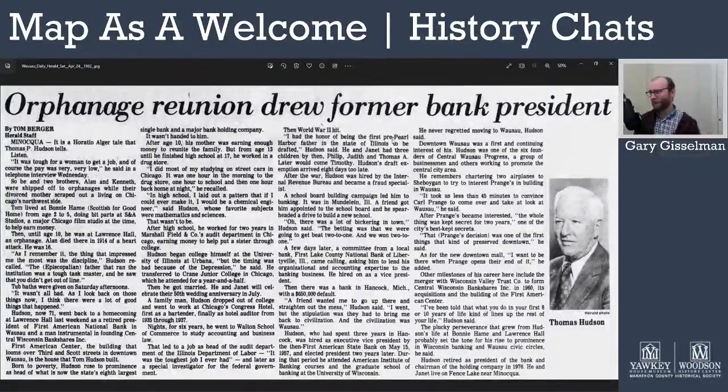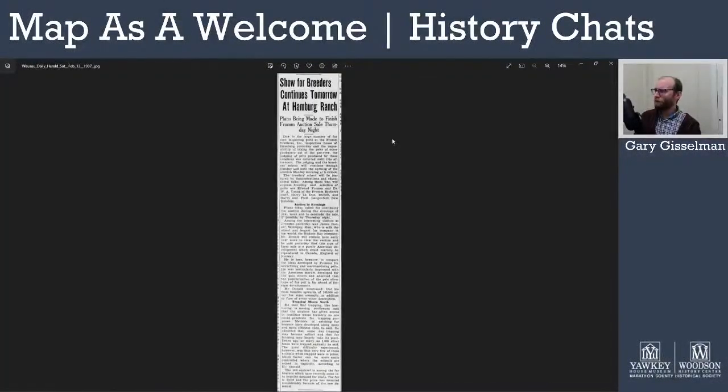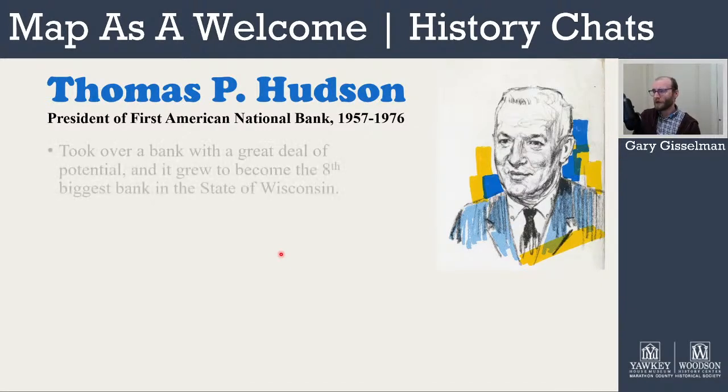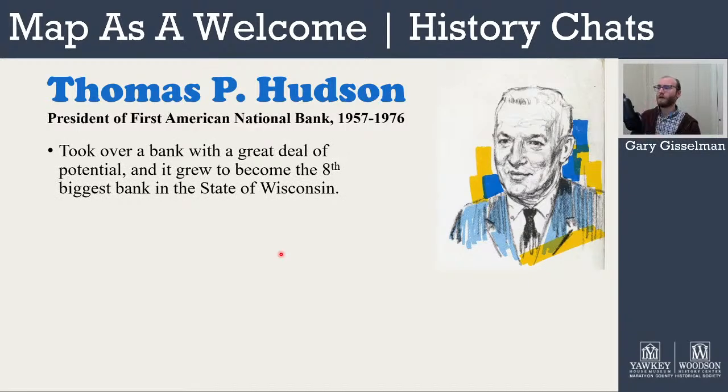So he did end up serving in the Navy, comes back after the war, ends up running a bunch of different companies, banks, as the president across Illinois, and then into Wisconsin. And then in 1958, he is hired to come on and work at First American, which he does. And he's going to oversee for the next 20 years a period of growth. It was a bank that had potential, and he grew it, and other people that were part of the effort here. It ended up becoming the 8th biggest bank in the state of Wisconsin, which is pretty big.